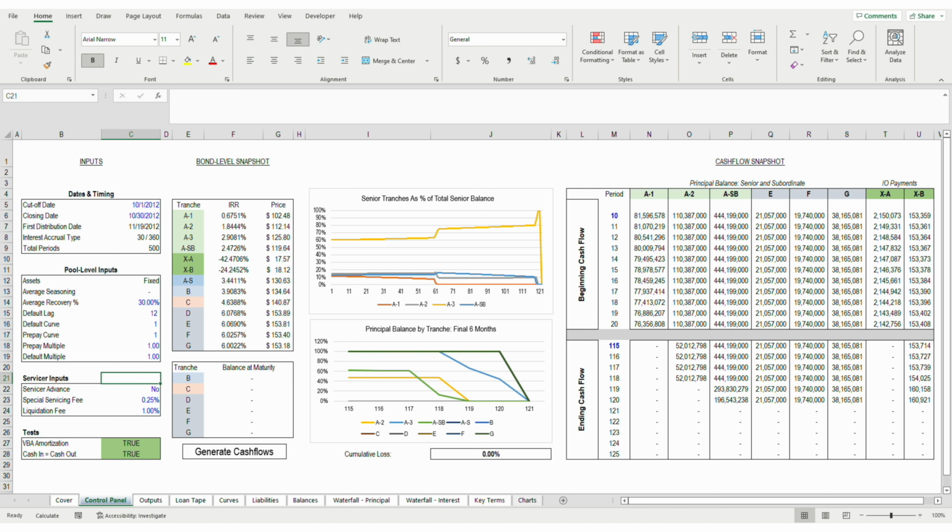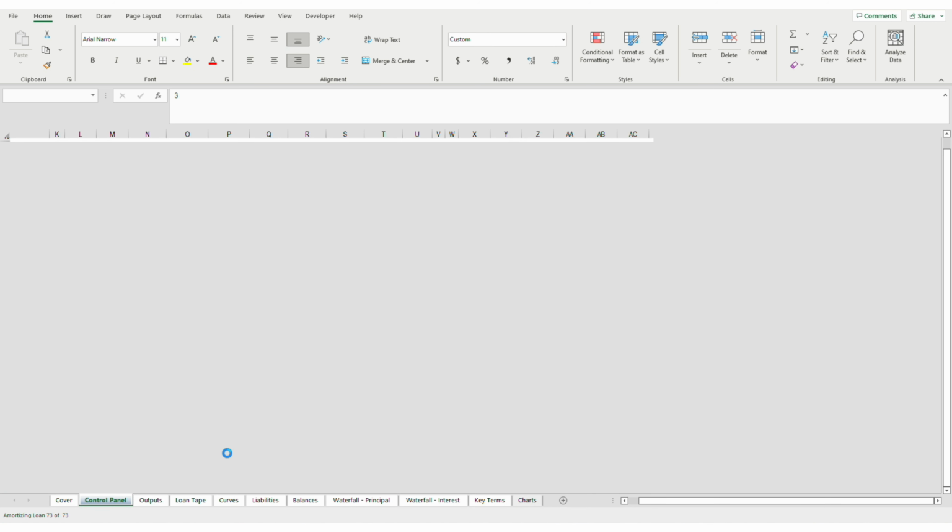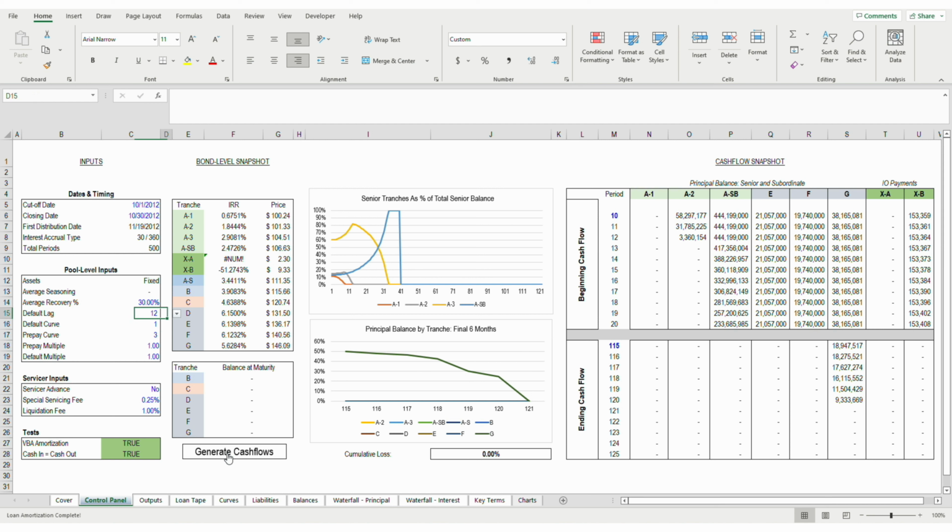Now, if I change certain inputs, we expect a certain result in our outputs. Let's say that I bump up prepayments. Now, price will likely decrease across the board. In addition, though, we can see that for the XA tranche, Excel can no longer calculate an IRR. For the senior tranches which pay principal, prepayments affect the tranches by reducing the amount of interest paid. However, principal is paid back at a faster rate and tranches are paid back in full.